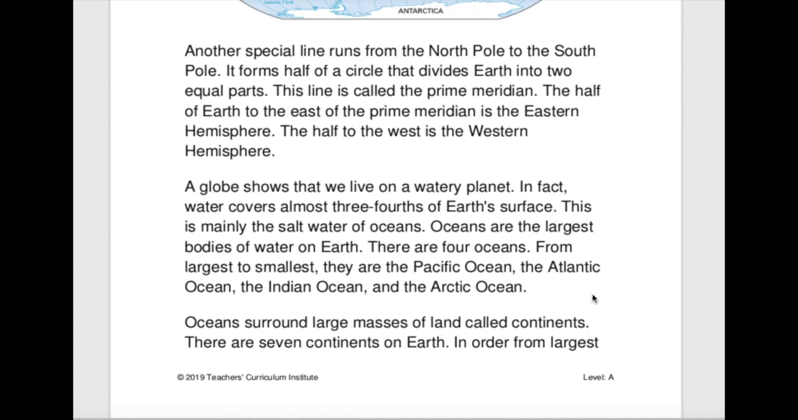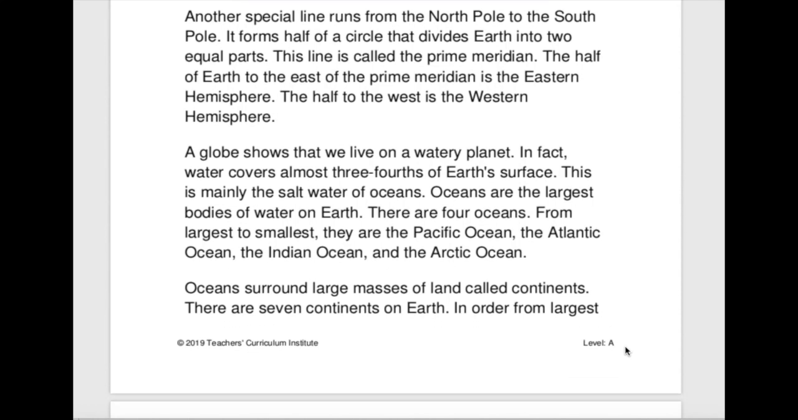A globe shows that we live on a watery planet. In fact, water covers almost 3/4 of Earth's surface. This is mainly the salt water of oceans. Oceans are the largest bodies of water on Earth. There are 4 oceans. From largest to smallest, they are the Pacific Ocean, the Atlantic Ocean, the Indian Ocean, and the Arctic Ocean. Oceans surround large masses of land called continents.